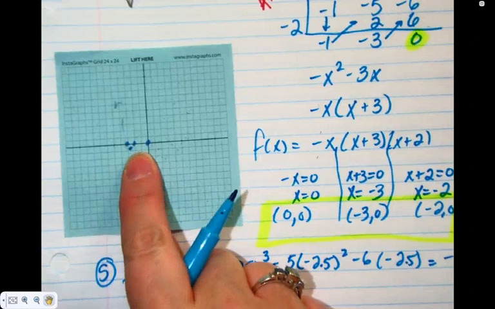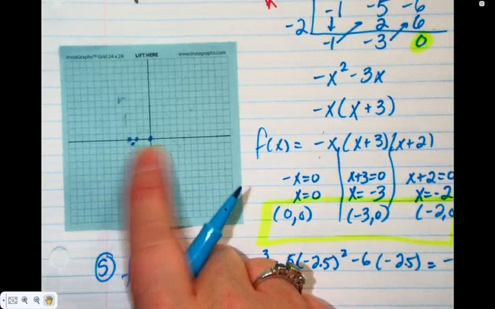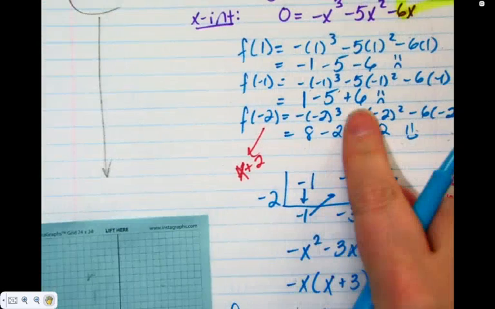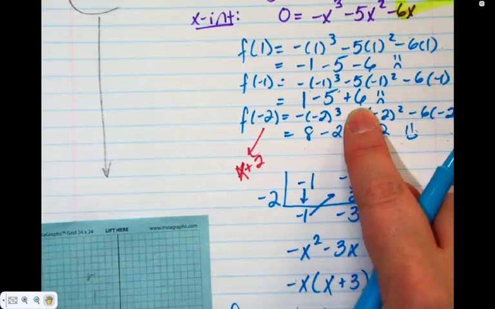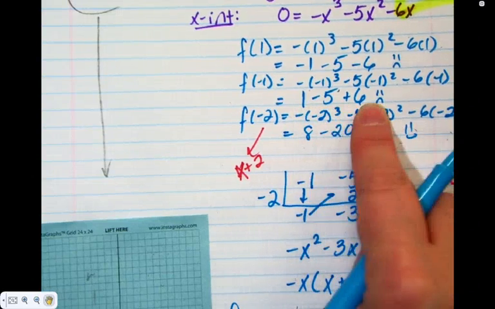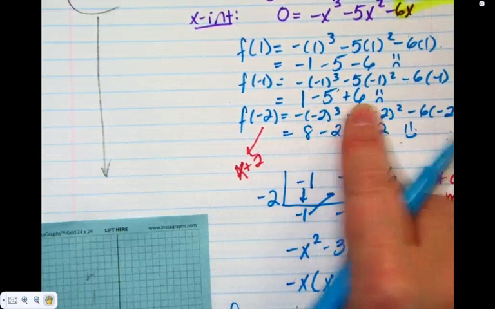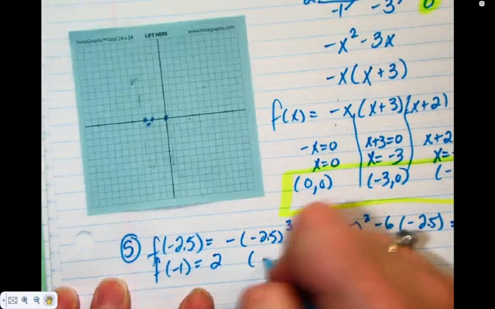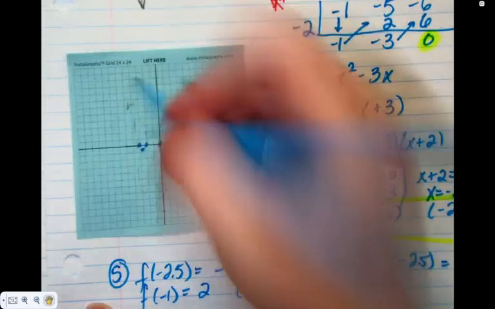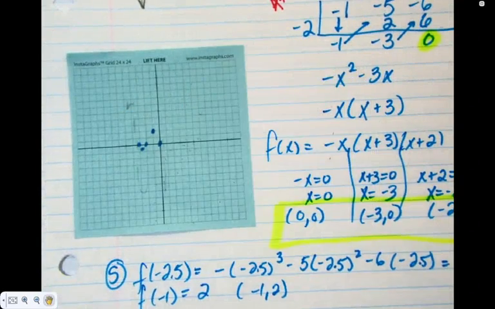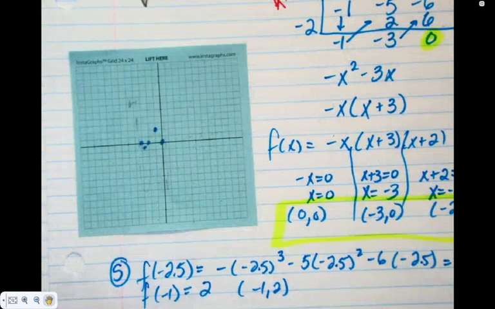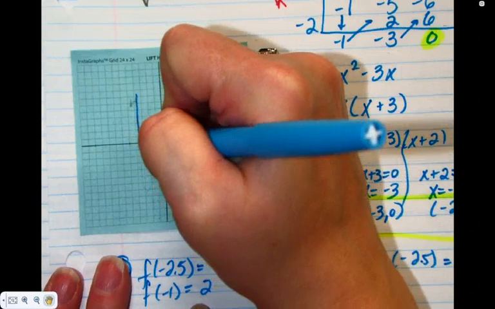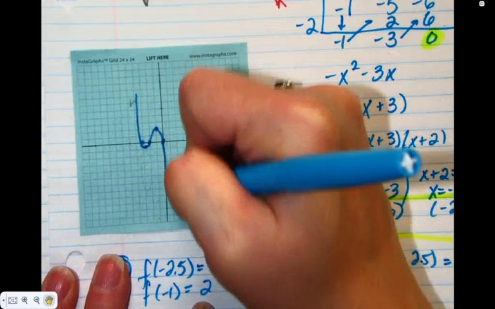The max I know is between negative 2 and 0. What's between negative 2 and 0? And we actually did that way up here when we did a test. So if we just figure this out, we know the answer. It's 2. And that's all I need. I know my cubic comes from the top, goes through that little tiny min, goes through that max, and goes towards the bottom.